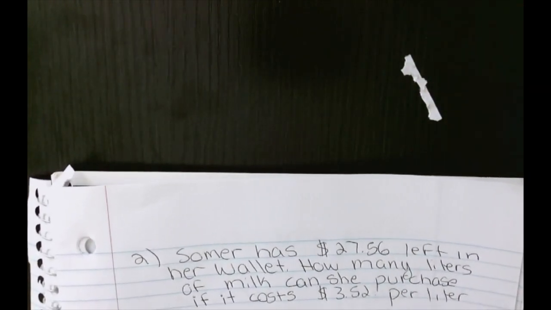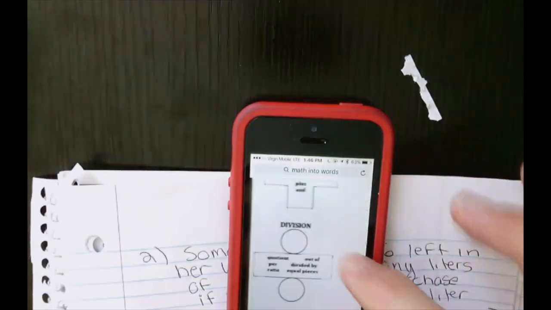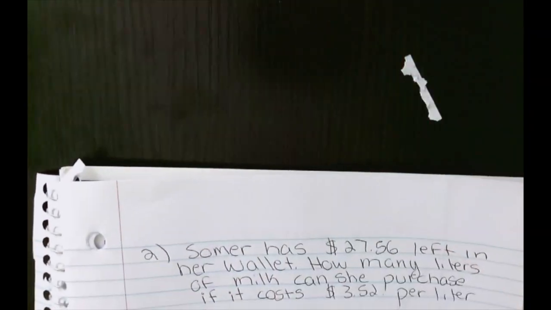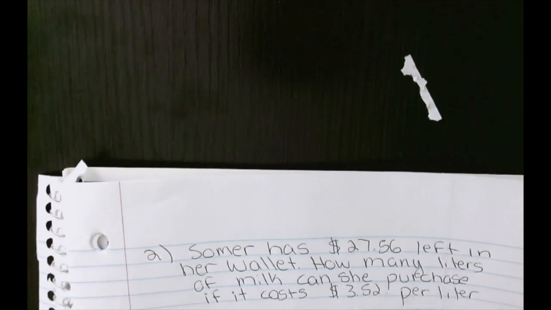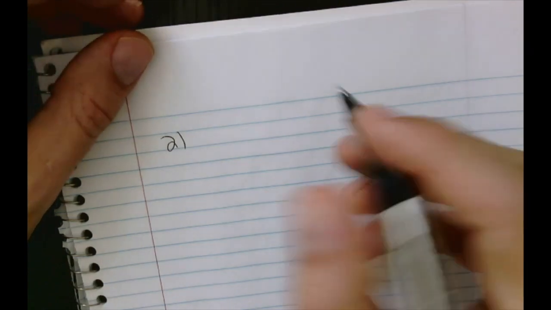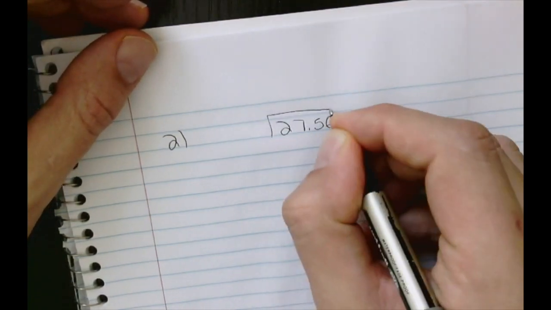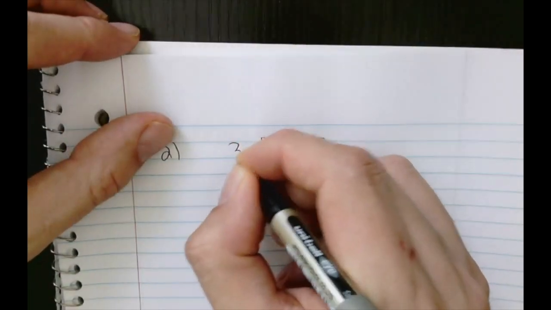You can refer back to the Math in the Words paper that we had from our last class. Notice how it says division is per. Therefore, we're going to go ahead and divide these two numbers. 27.56 will go inside the house, and 3.52 will go on the outside.